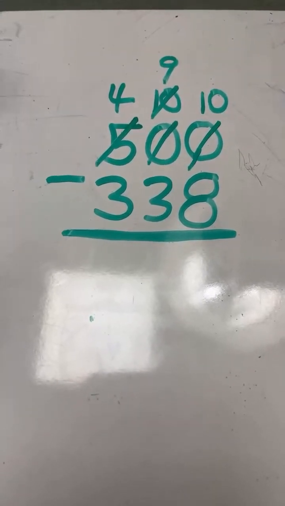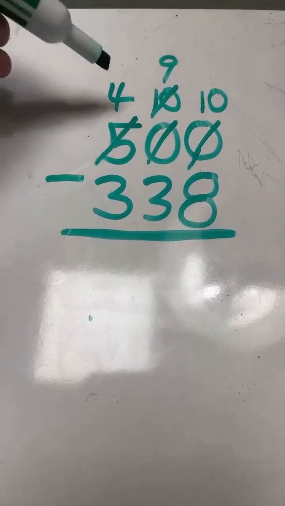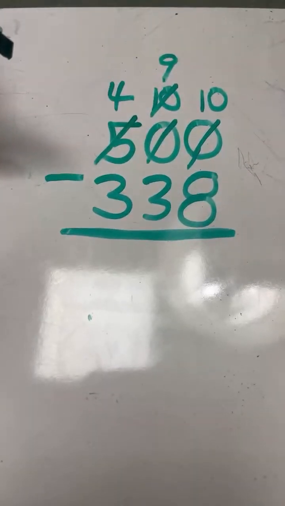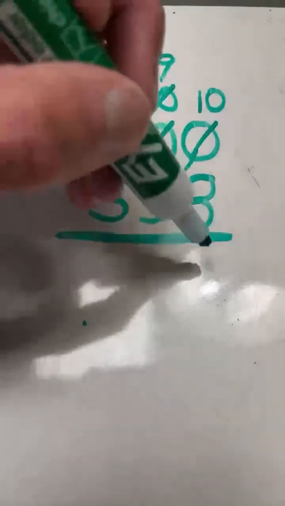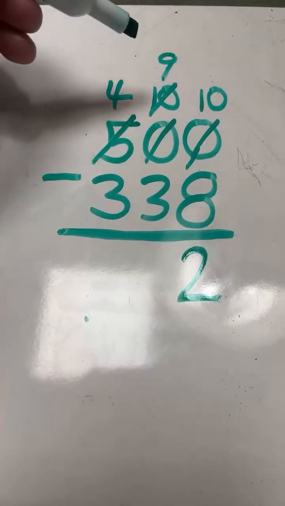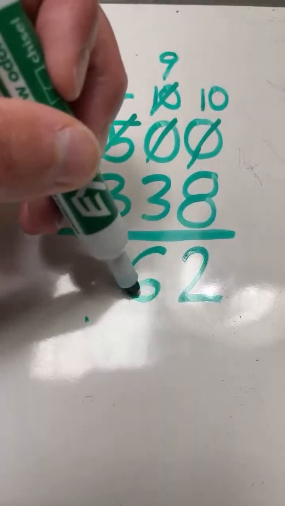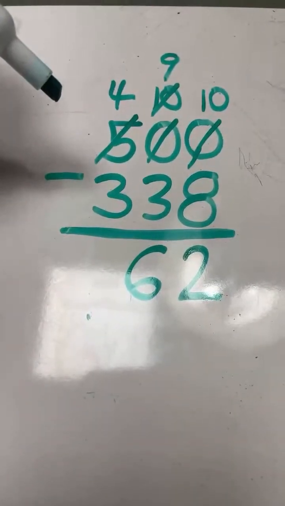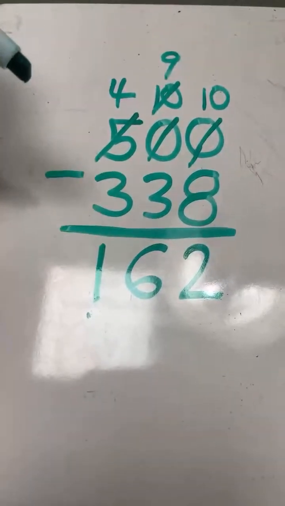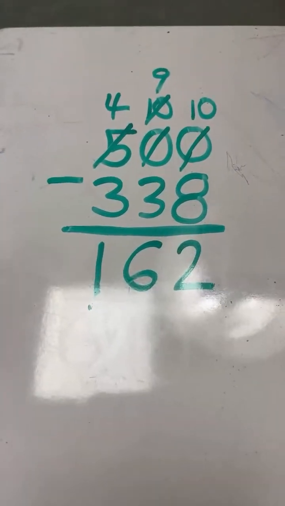Sometimes it's helpful to actually just do a quick double check, make sure all the top numbers are equal to or bigger than the bottom numbers. So 4 is bigger than 3, 9 is bigger than 3, 10 is bigger than 8. We are ready to subtract. 10 minus 8 equals 2. Nine minus 3 equals 6. 4 minus 3 equals 1, and we have our final answer. 500 minus 338 equals 162.